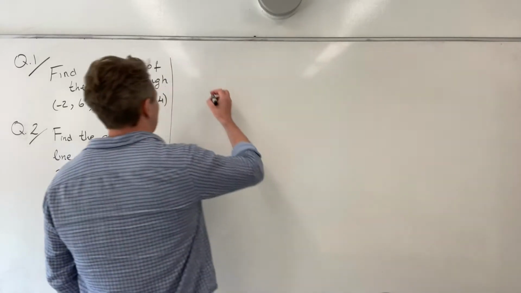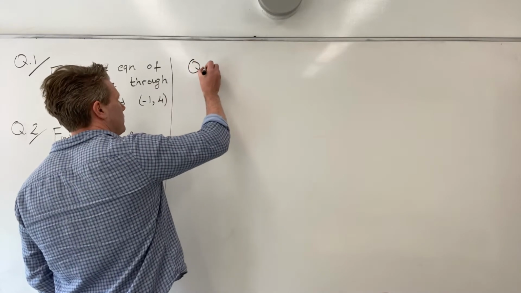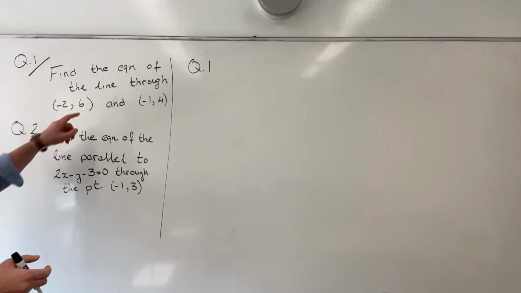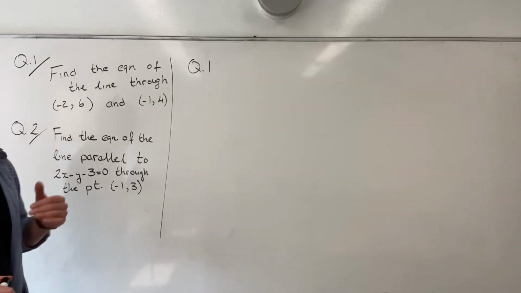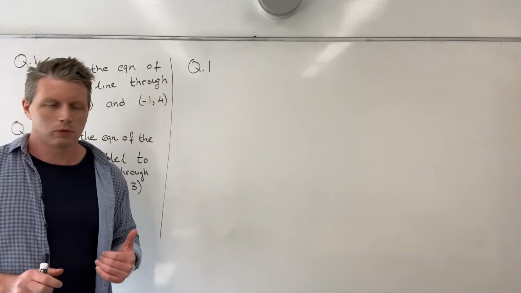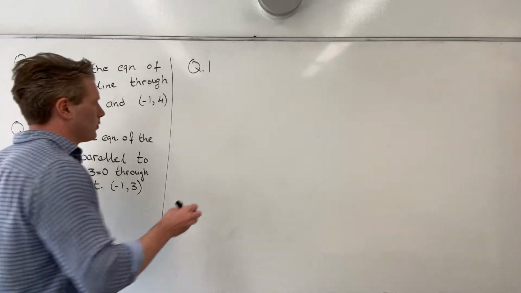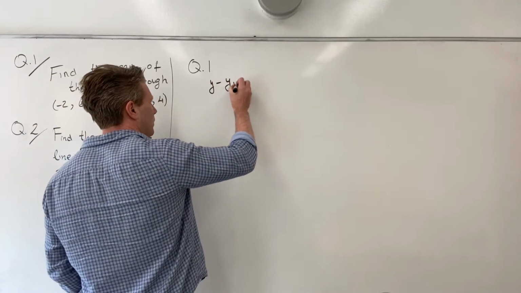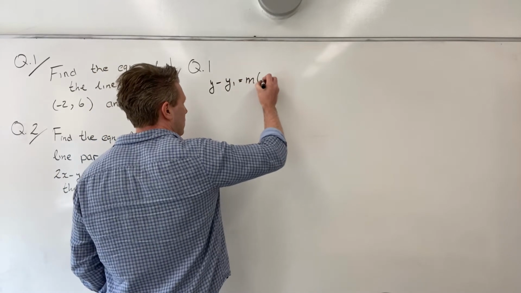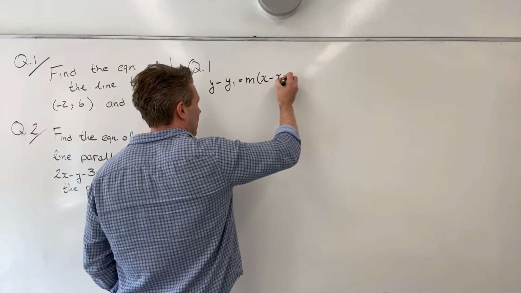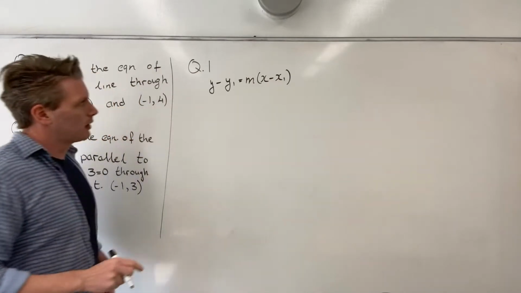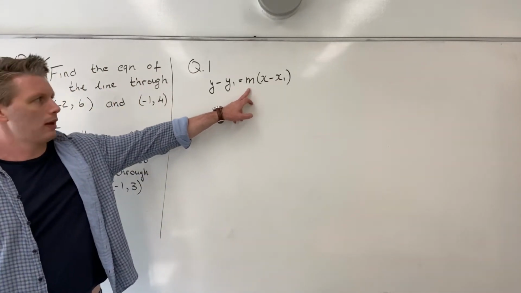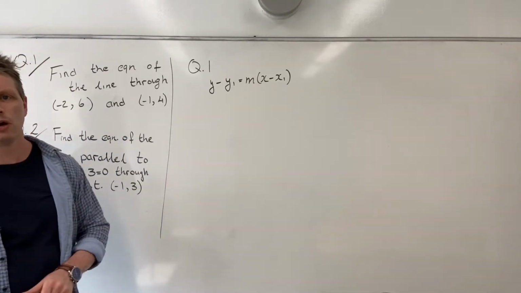Alright, so I'm going to take these one at a time. So, first off, question 1. Find the equation of the line through the points minus 2, 6 and minus 1, 4. In order to find the equation of the line, we're going to use the point slope formula. That is y minus y1 equals m parentheses x minus x1. So that is, given a point x1, y1 and a slope m, we can find the equation of the line.